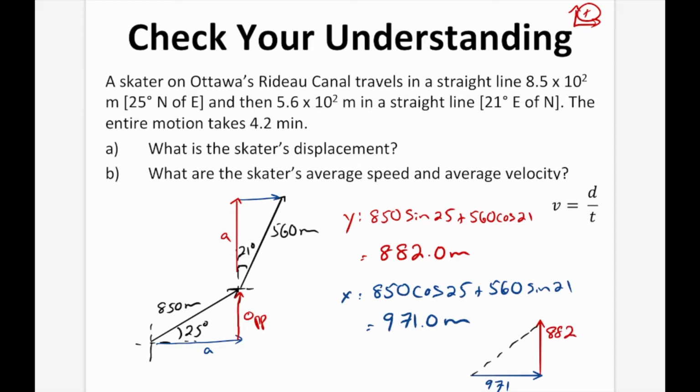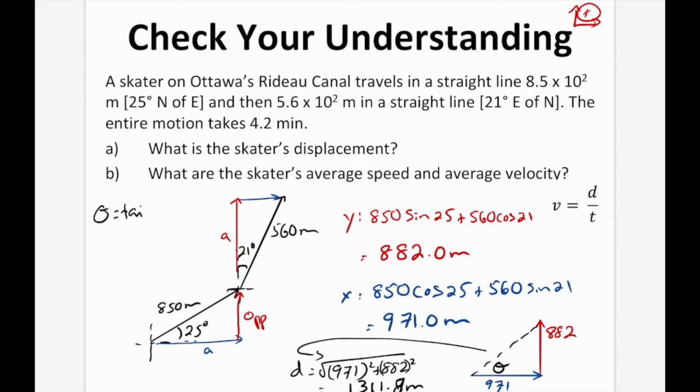Again, the hypotenuse represents our displacement. So our displacement in this case is going to equal the square root of 971 squared plus 882 squared. And that equals 1,311.8 meters. Now we need theta. I'm just going to do theta over here. Theta is going to equal inverse tan 882 divided by 971, and that equals 42 degrees.